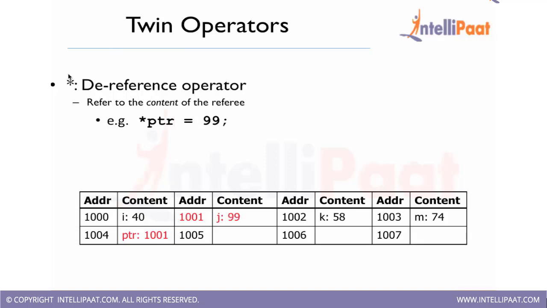Similarly, star represents the dereference operator, or value-of operator. So if I say value at address ptr, I will be getting 99. Suppose ptr equals 1001. If I say *ptr, that means value at address ptr, and the value at address 1001 is 99, so I'll be getting 99.